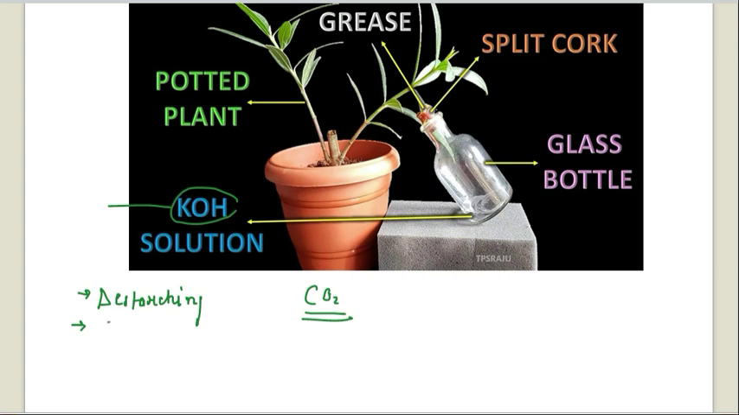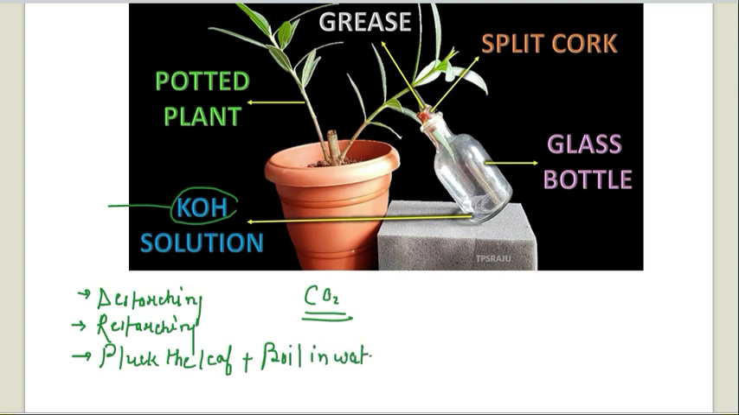After this experimental setup, we have to take this setup in the light, and by keeping it in the light we are actually restarching the plant. We take this whole experimental setup to the light for the restarching, and then again pluck the leaf, boil in water just to make it permeable to iodine. Also the cell membranes break and chemical reactions cease.